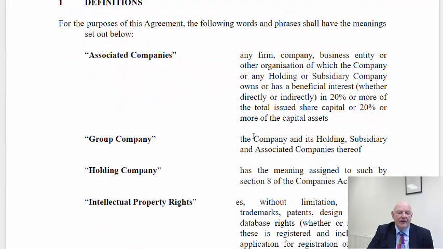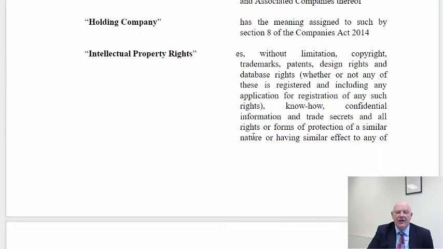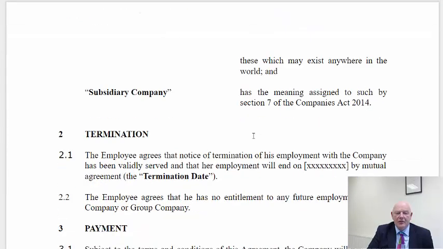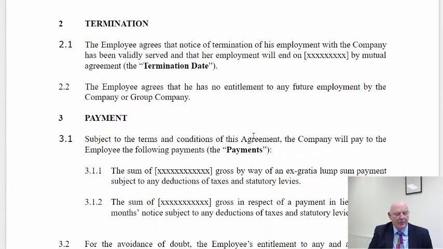Then it might go on to give some definitions. For example, if it was a very big company, there may be associated companies or group companies or something of that nature, but this is really technical stuff. It's not really too applicable to most situations where an employer is going to be terminating the employment of an employee on an agreed basis. As you can see there at number 2, you're going to have a termination date. So the employment will terminate on the termination date.